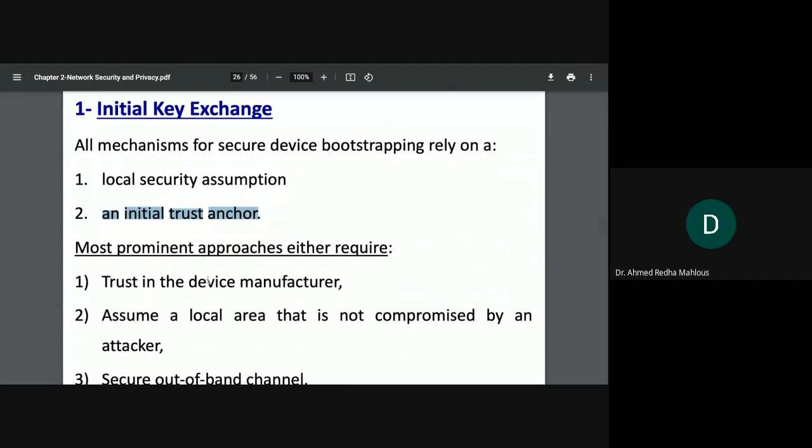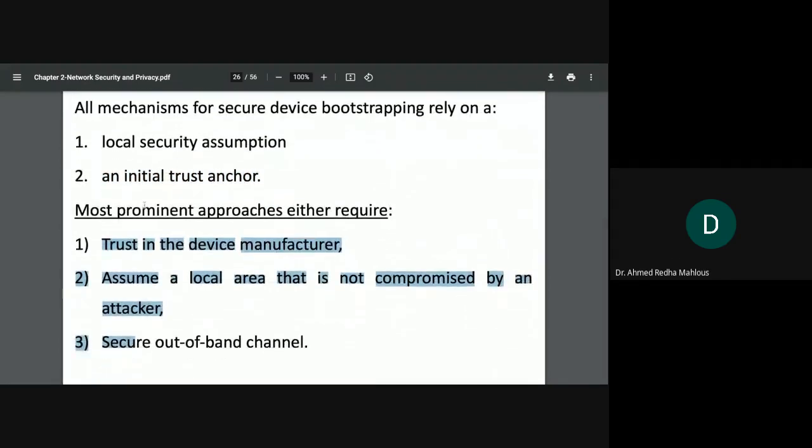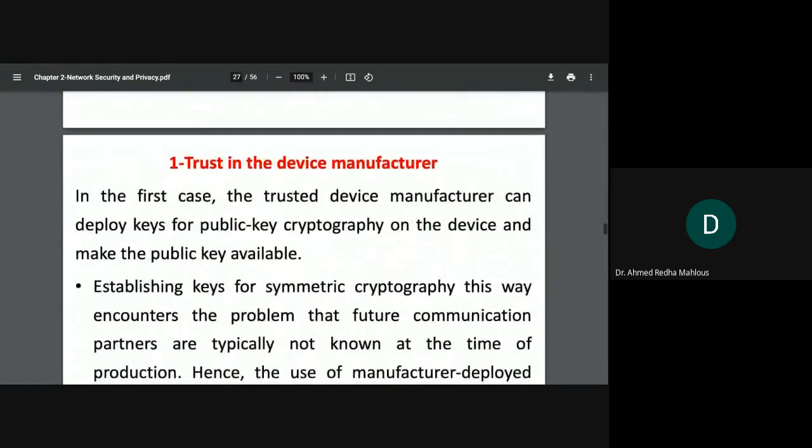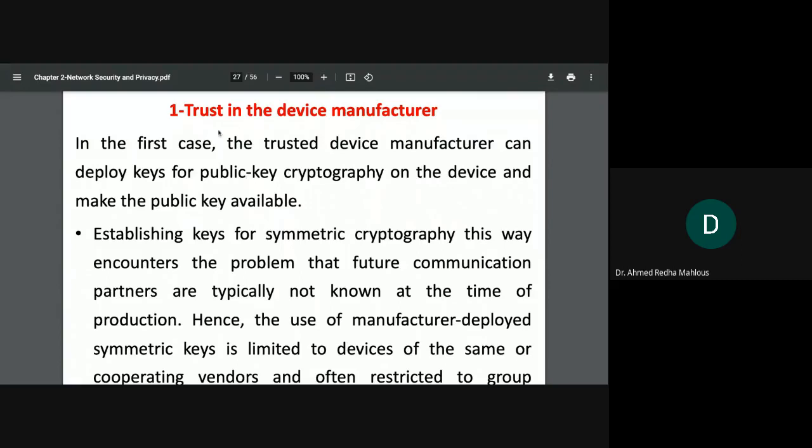the approaches that will be applied based on this environment, we have three proposed solutions. One of them is known as trust in the device manufacturer. The other one is to assume a local area that is not compromised by an attacker, and we have a secure out-of-band channel. We started by looking at trust in the device manufacturer. If you remember, we said that the trusted device manufacturer can deploy the keys for public key cryptography on the devices themselves, and make that public key available, for instance.